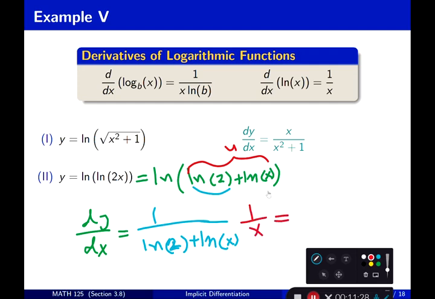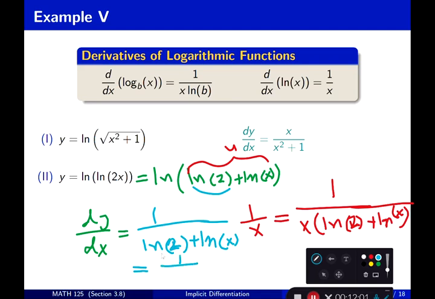So the entire thing becomes 1 over x times natural log of 2 plus natural log of x. And it's worth mentioning that natural log of 2 plus natural log of x is natural log of 2x. So that tells me that the final answer is 1 over x natural log of 2x.